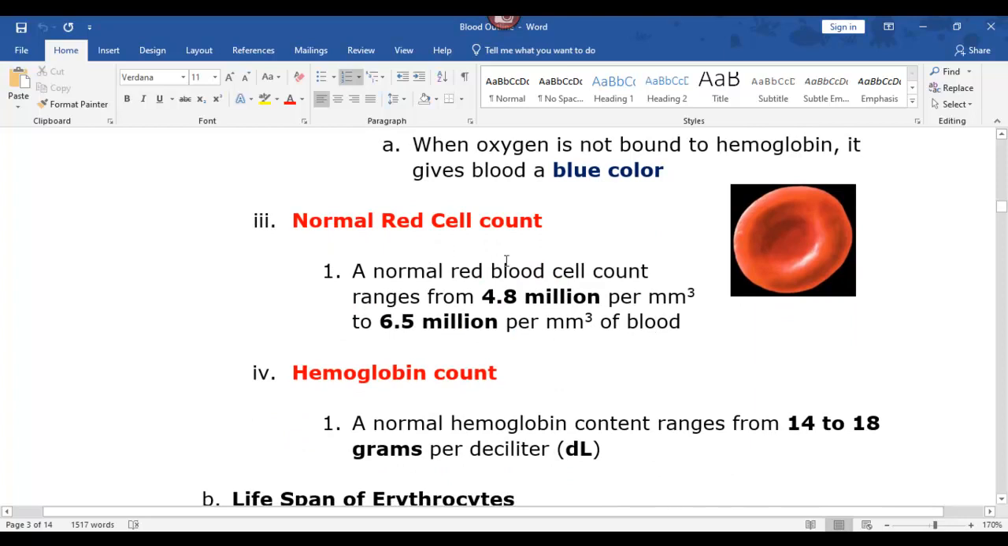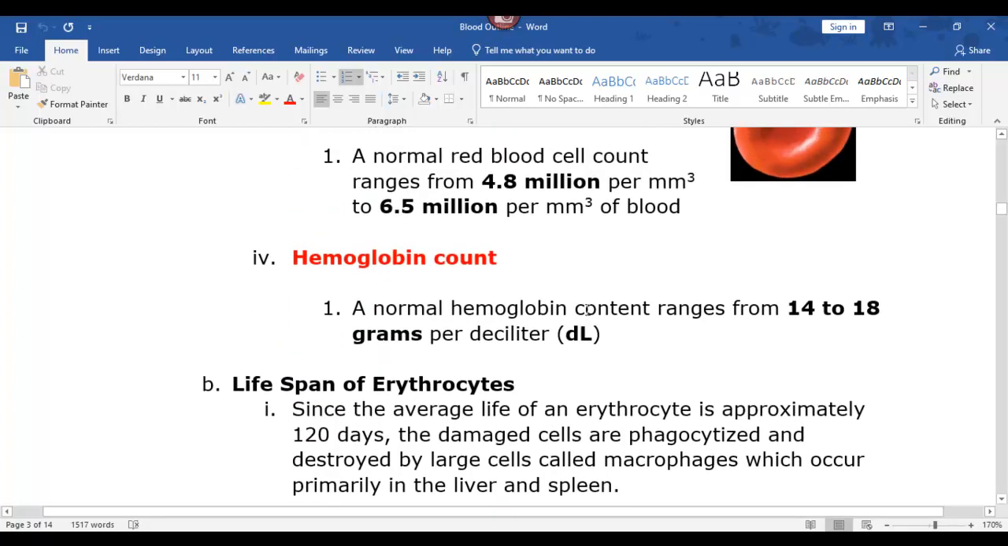Normal red cell count. Kind of already covered this. That's just a sort of a range. It's going to depend on the person's body size. Children, it's going to vary. A lot of times males are bigger than females, so they may have more red blood cells. Guys, Shaquille O'Neal, 7-foot tall guy, is going to have more blood than I do.